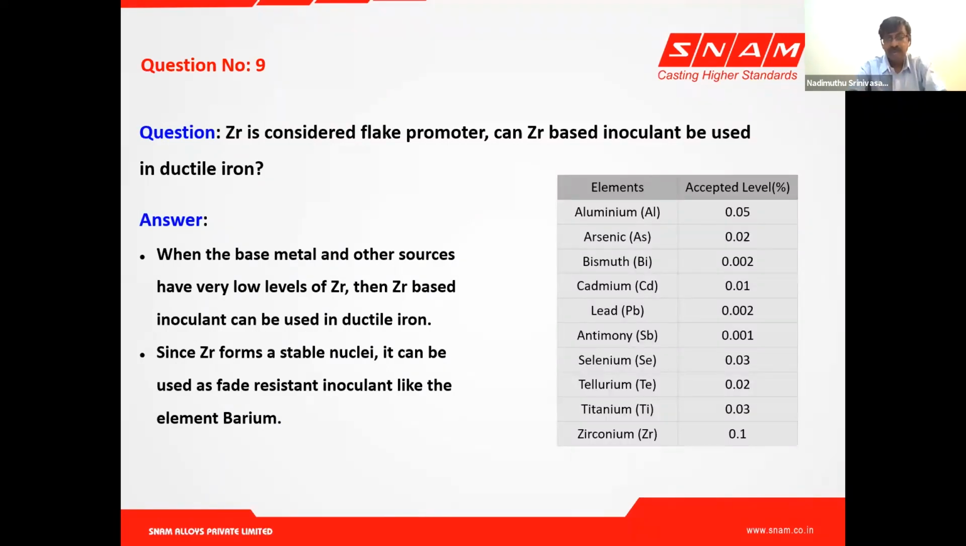So just to give you, what is the accepted limit, because we have mentioned the base metal and other sources should have very low levels of zirconium. So what is the accepted level of each of these elements? This is as per the ASTM specialty handbook. You will find that zirconium up to 0.1% can be tolerated. So if you are having lower levels in your base metal and the other sources of your charge mix, yes, then zirconium can be used as an inoculant in ductile iron.